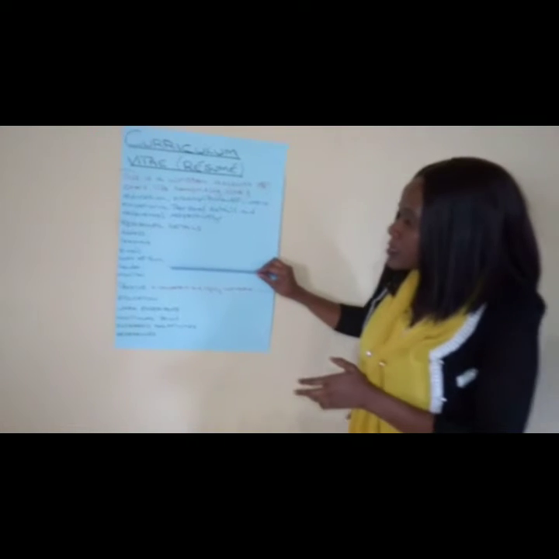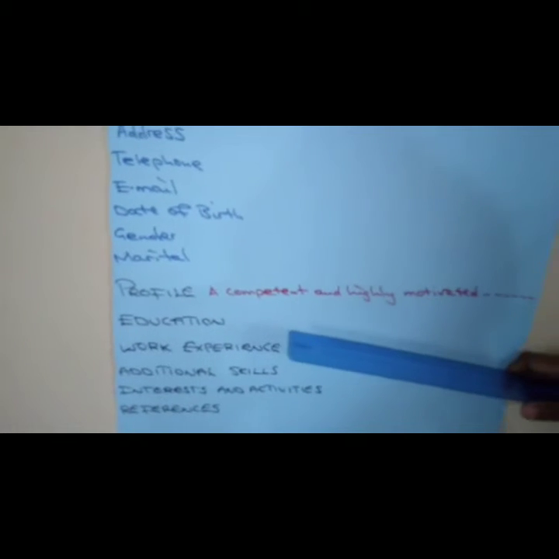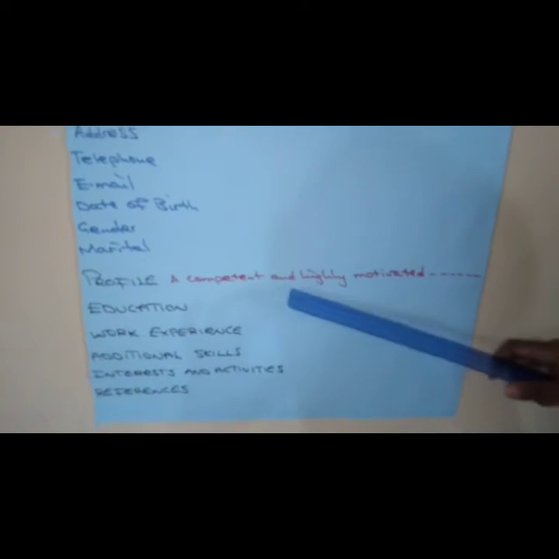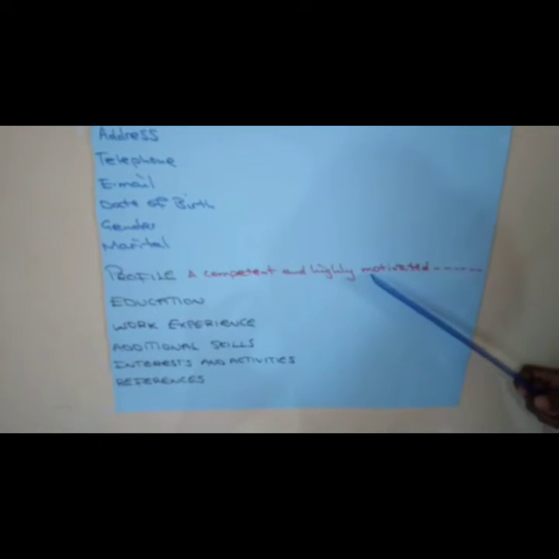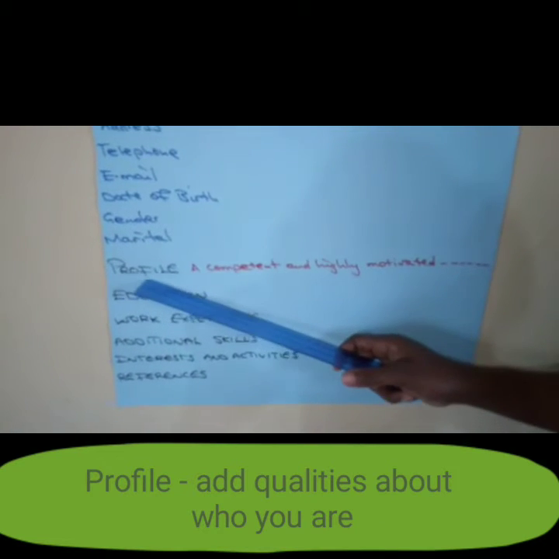The second thing that we look at in a curriculum vitae is a profile. So when we look at a profile, what are we saying? For example, you say, I'm a competent and highly motivated person. What are you doing? You are adding flesh to who you are. You are highlighting qualities about yourself when you write something under the profile.